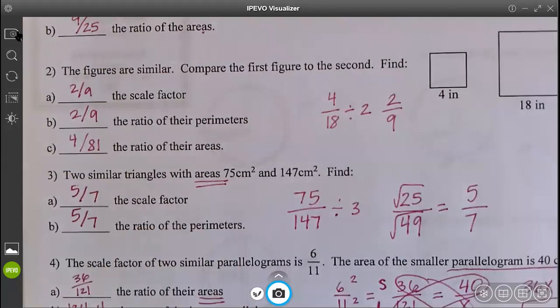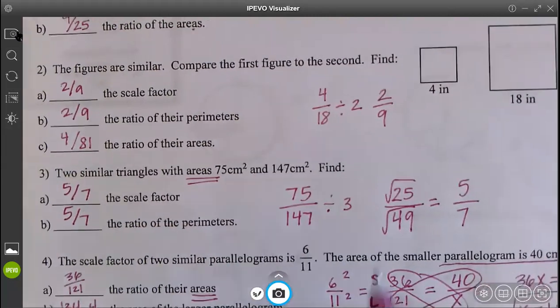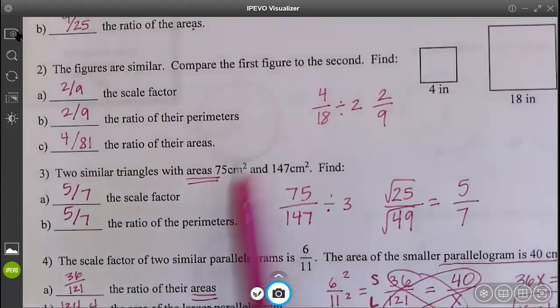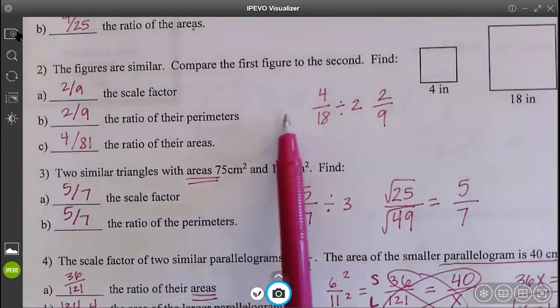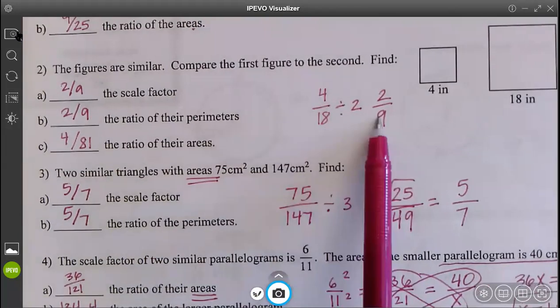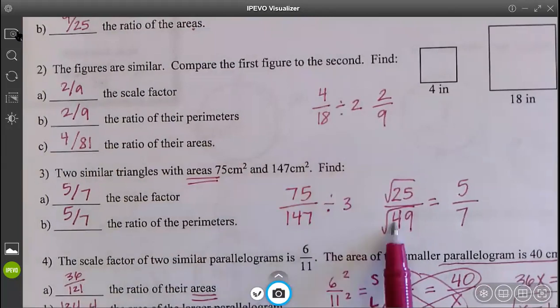Okay. So you always have to do the square root of, okay. Yeah, so we're going backwards since we're going from area to perimeter. Because we squared to get from perimeter to area, we're now going backwards and taking the square root. Okay.